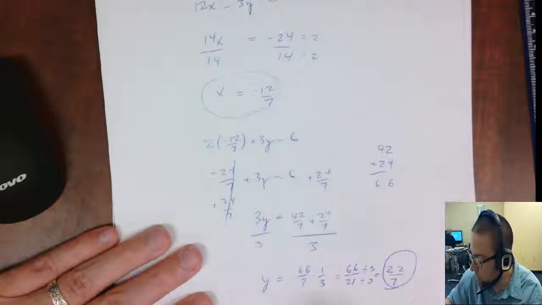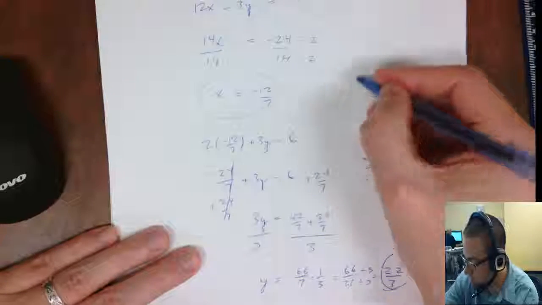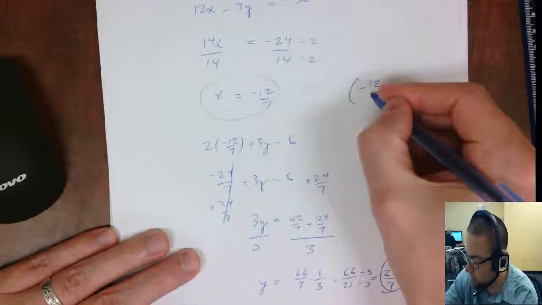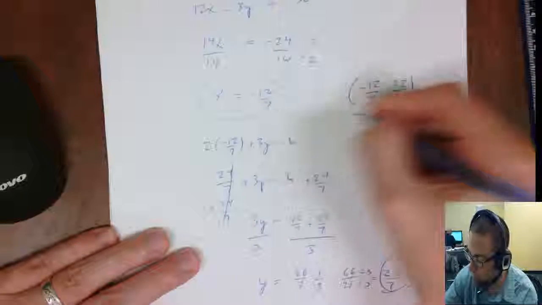Okay. So y is equal to 22 sevenths and x is equal to negative 12 sevenths would be the solution to this system of equations. If I were to graph them, this is where the intersection point would be, and I have a single solution.